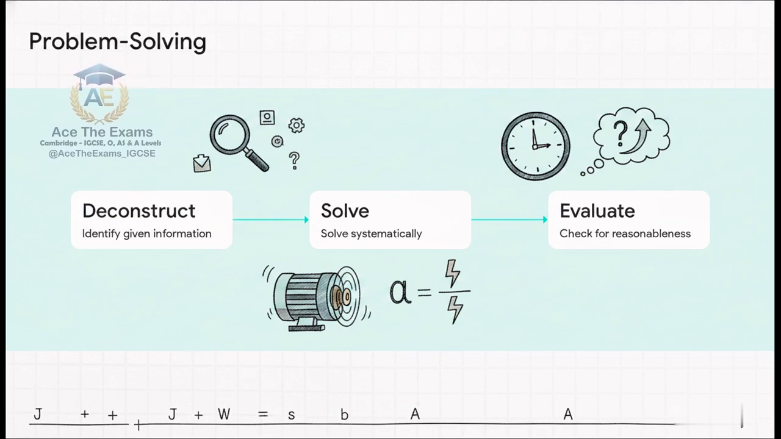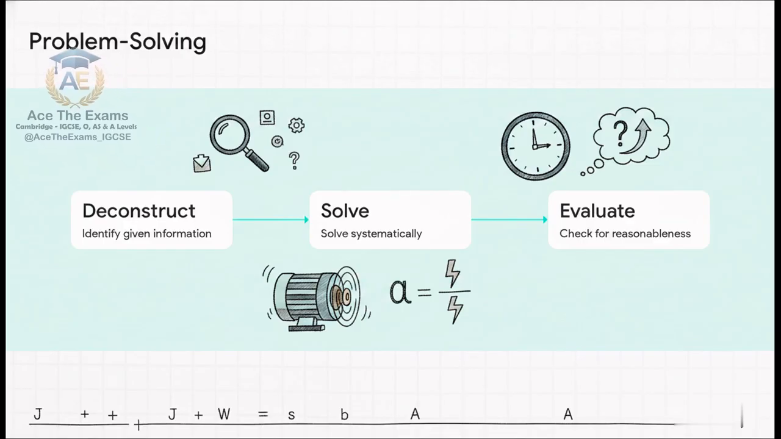The examiner commentary on this specific error is brutal. Candidates constantly lose out on final accuracy marks due to neglecting standard SI unit conversions. You have to deconstruct the units first, solve with extreme precision, and then evaluate.